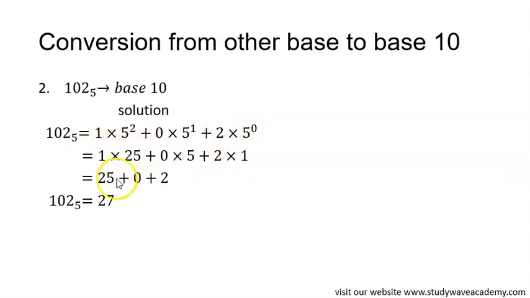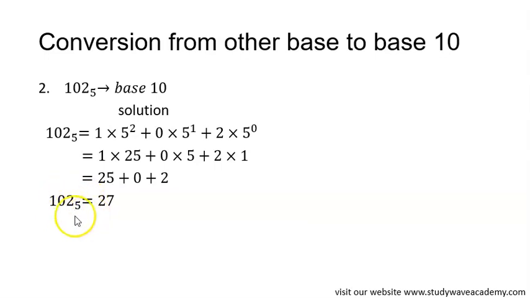So 1 times 25 is 25. 0 times 5 is what? 0, correct. And 2 times 1 is 2. So what do we do next? We add this together, okay? So 25 plus 0 plus 2 is going to give you what? 25 plus 0 is 25, plus 2 is 27. So this is the base 10 of base 5, okay? Of this number. Do you understand?